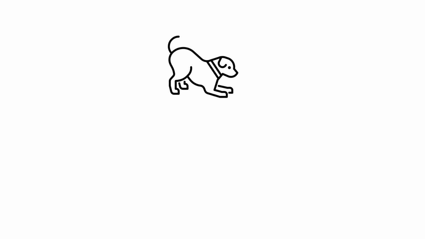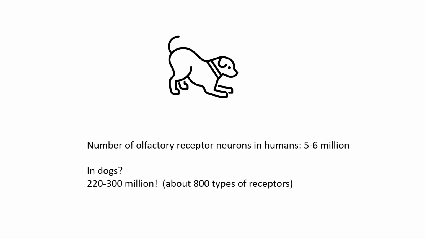The main difference actually comes from the number of olfactory sensory neurons. Humans have about 5 to 6 million of these neurons that are present in the epithelium, while dogs have almost 50 times more, so up to 300 million olfactory sensory neurons, which express about 800 types of receptors. This number 800 is still much larger than the human receptors, which is about 350, but the main difference comes from the number of neurons. And that is possible because dogs have a much larger olfactory epithelium and also have a more dense packing of the sensory neurons in that epithelium.